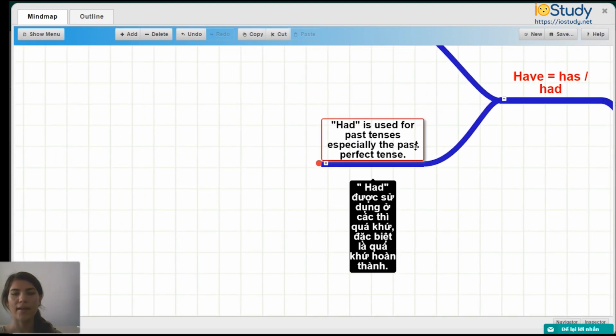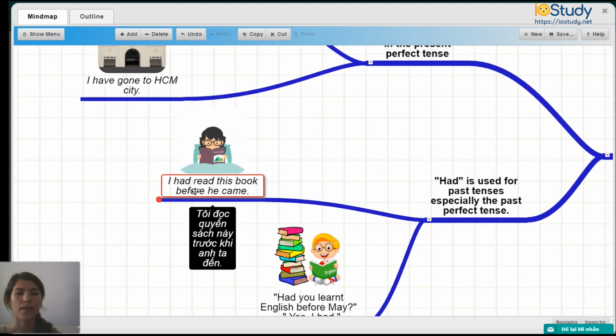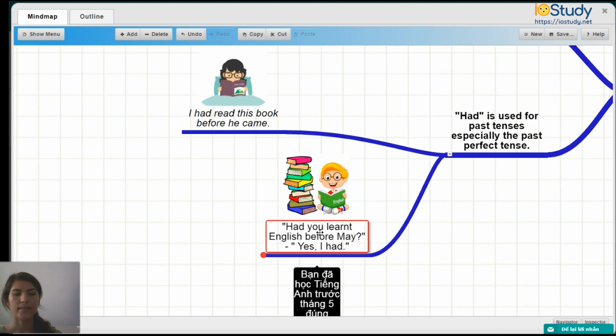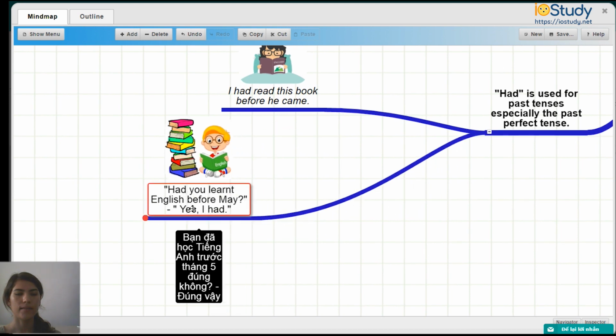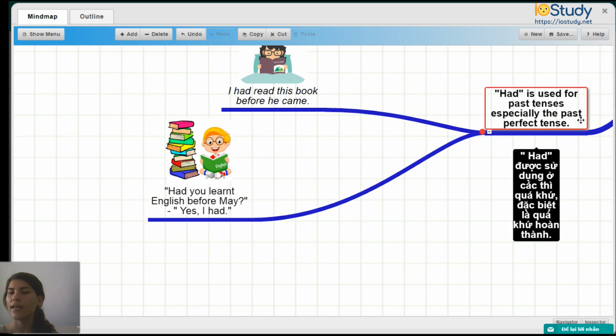Next, we have had, which is used in past tenses, especially the past perfect tense. For example, I had read this book before he came. And had you learned English before May? Yes, I had. So remember that had is used for past tenses, especially in the past perfect tense.